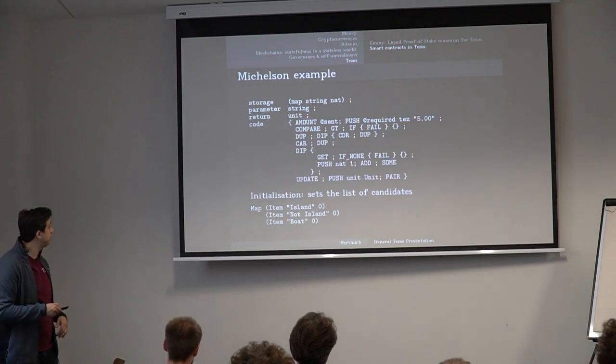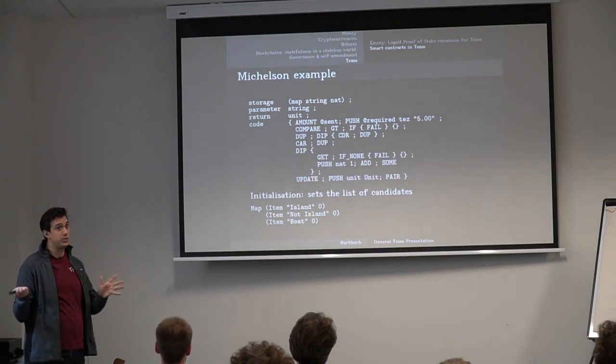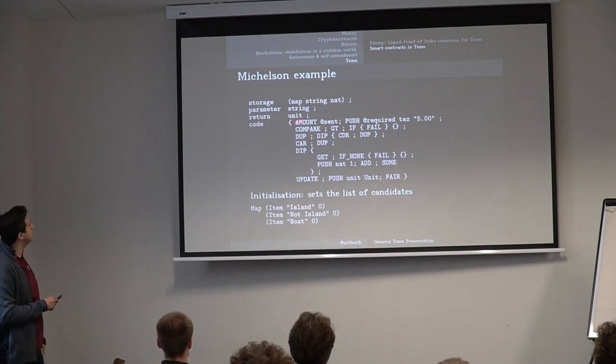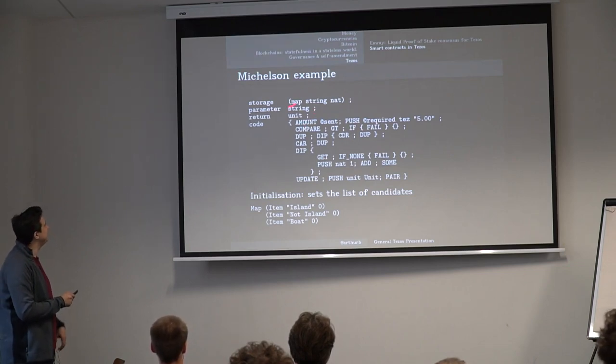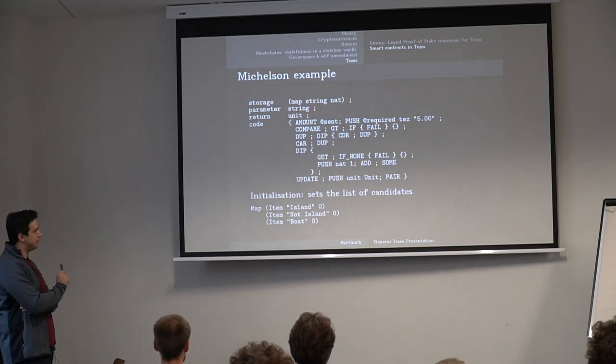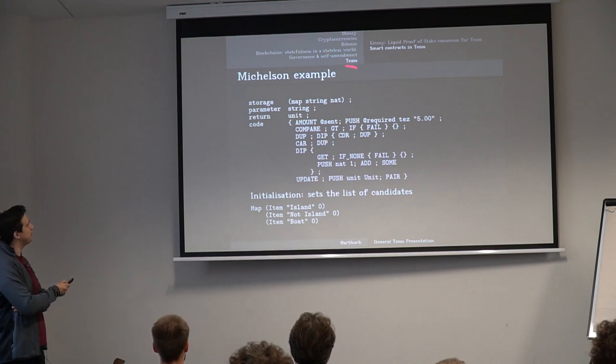Here's an example. There will be presentations going more into Michelson, but I'm just giving you a quick overview. Oh, that's an old example. We don't return anything anymore. I need to update my slides. So in this example, you have a map which maps strings to natural integers, and you don't return anything anymore, and you have a parameter which is a string.